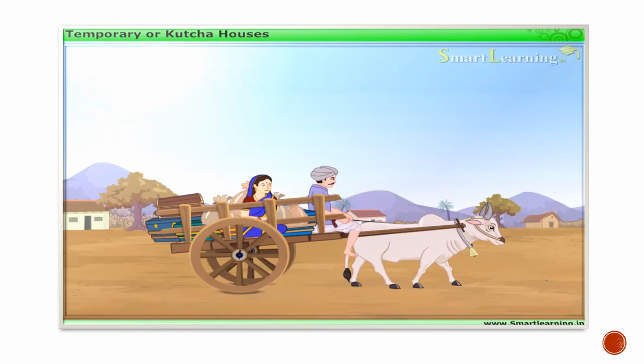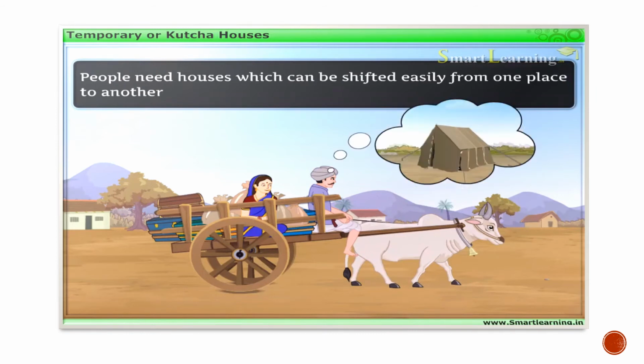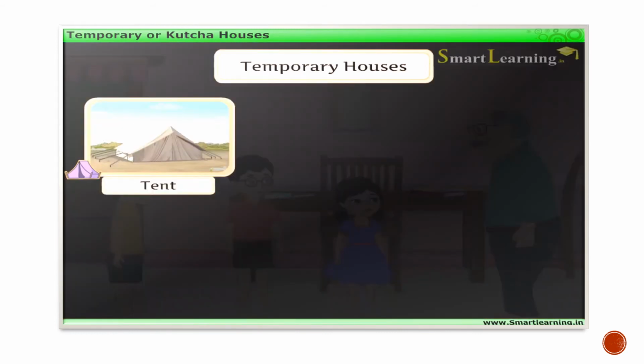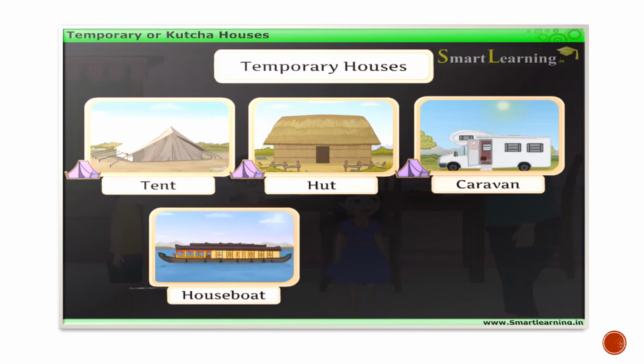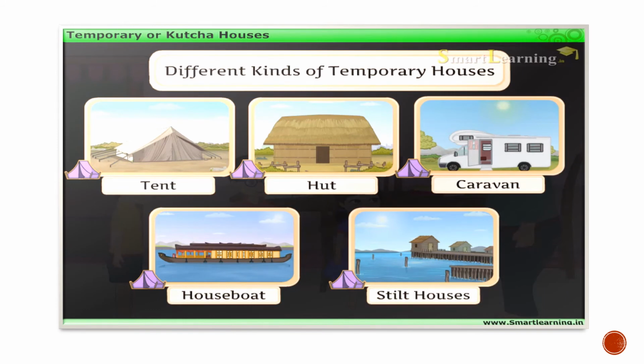Now, children, let us see these temporary houses, how they are built, and how they can be used by the people. There are some people who keep moving from one place to another. So they need houses which can be shifted easily from one place to another. Such types of houses are called temporary houses. For example, tents, huts, caravans, houseboats, and stilt houses are different kinds of temporary houses. Let us discuss them.